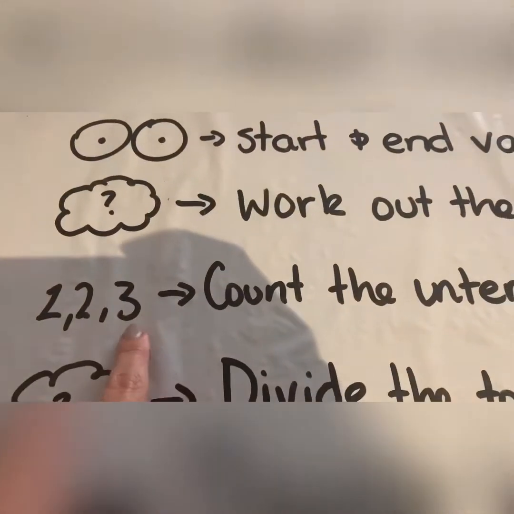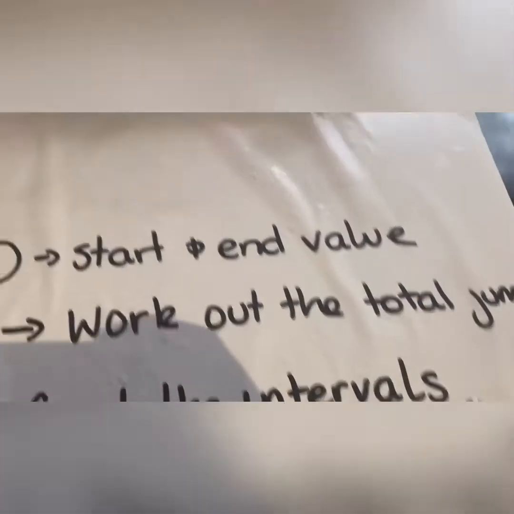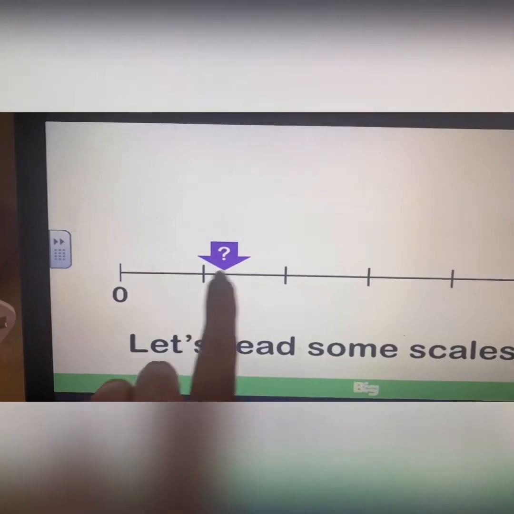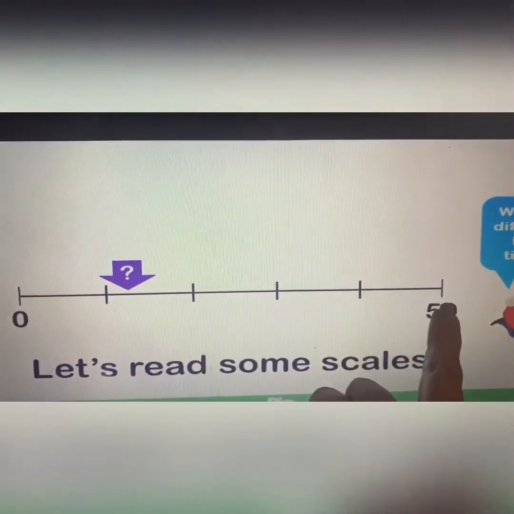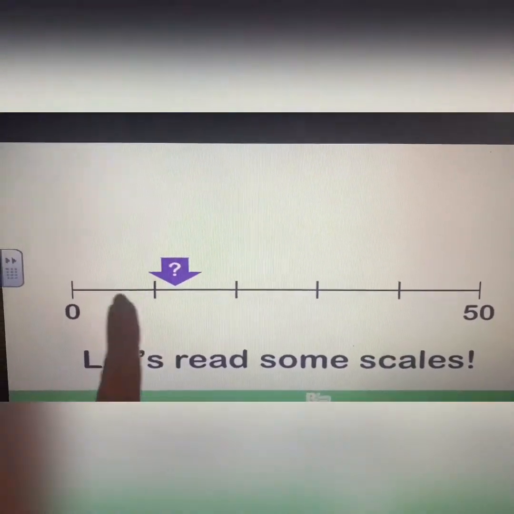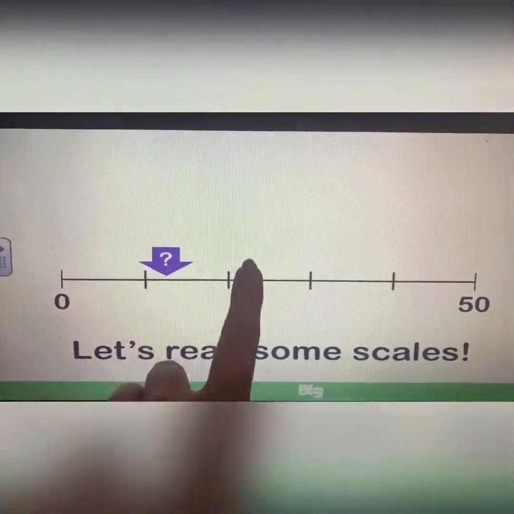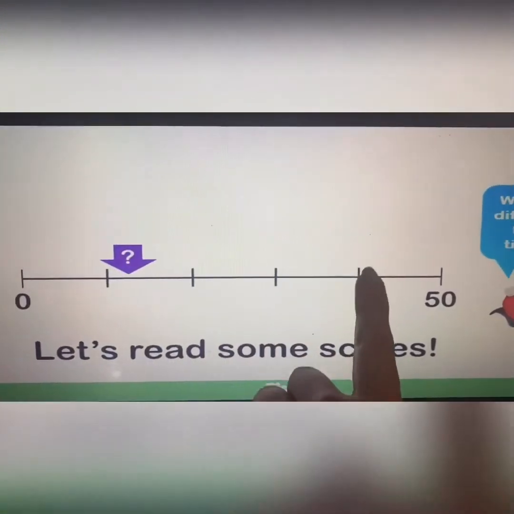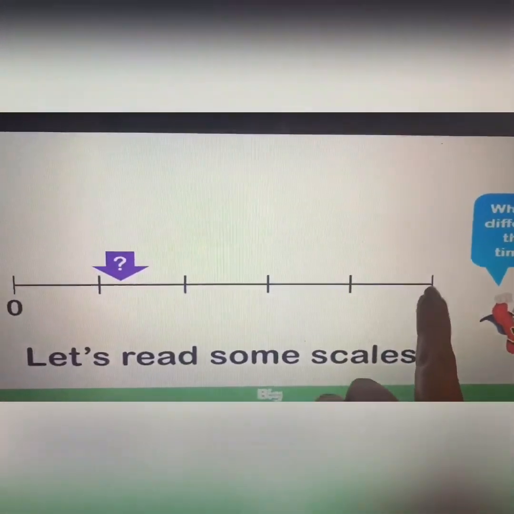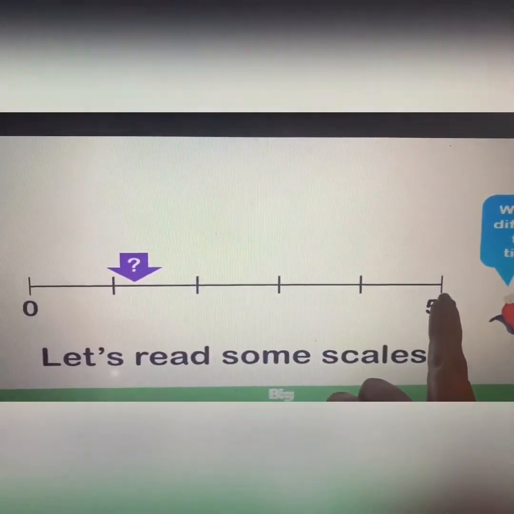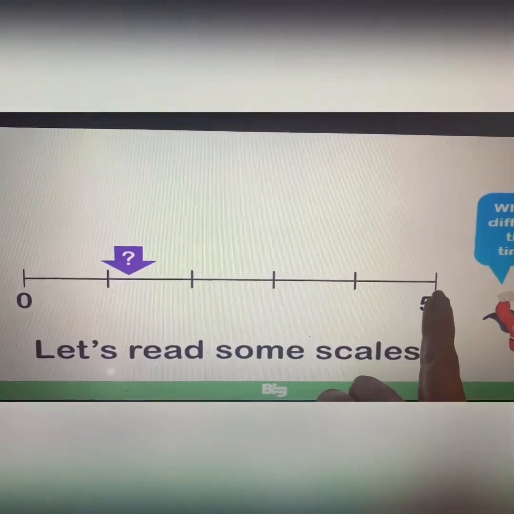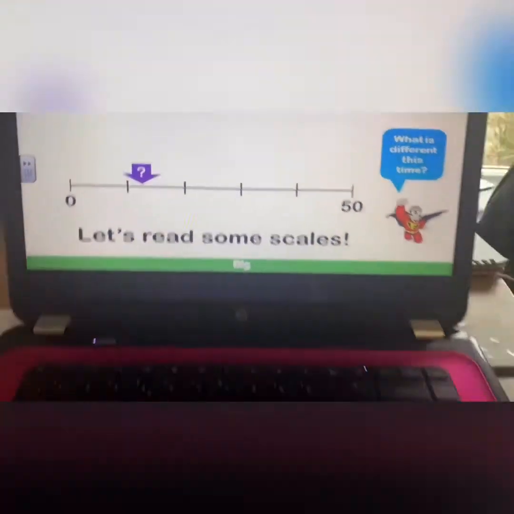Now we need to count the intervals. Remember, the intervals are the little dashes, little lines, in the number line. So we don't count the first one, we count the first interval, second, third, fourth and fifth. So that means that this number line, just like a fraction, has been divided into fifths.